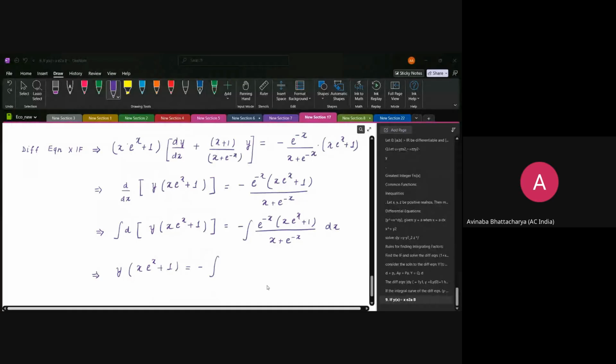Multiply numerator and denominator with e to the power x. It will cancel out. e to the power x, this is what we are getting, right? Correct, correct.